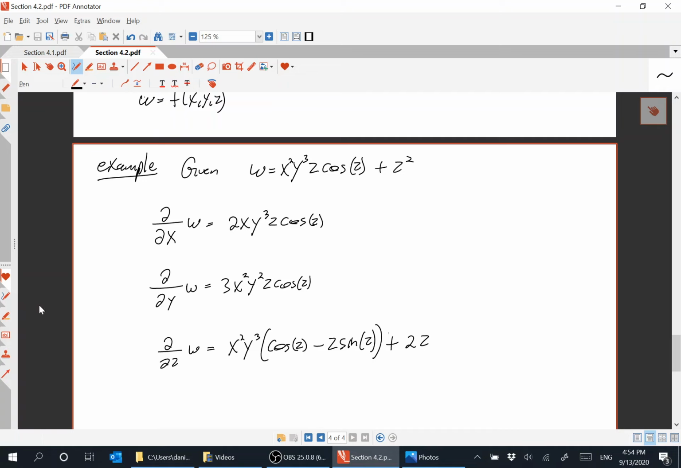Although when we get to directional derivatives, you will. There will be a very special geometric interpretation for these partial derivatives, well, as a whole. You'll see when we get there.